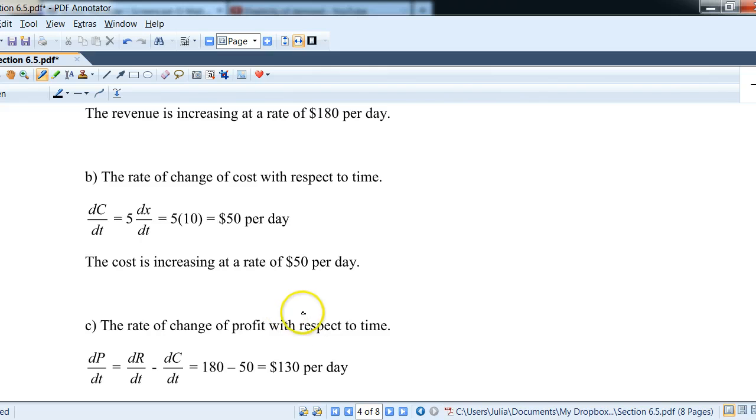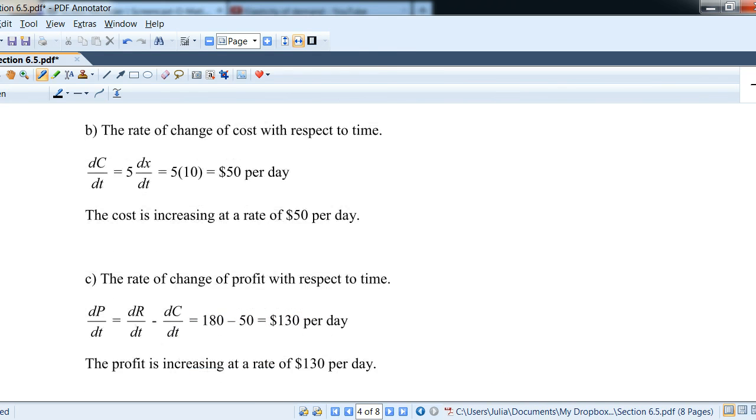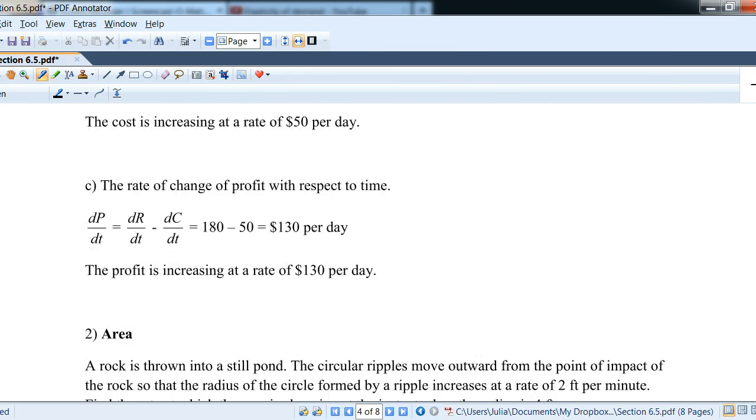And the profit, rate of change of profit, you actually don't have to find the profit equation and recalculate it. What we can do, what we remember from derivatives, is dP/dt, or rate of change of profit with respect to time, equals dR/dt minus dC/dt. Remember how you can subtract the derivatives. So the derivative of revenue minus derivative of cost. So you can actually subtract your results, and that's $130 per day. So that's sort of common sense. And so it's increasing at $130 per day.